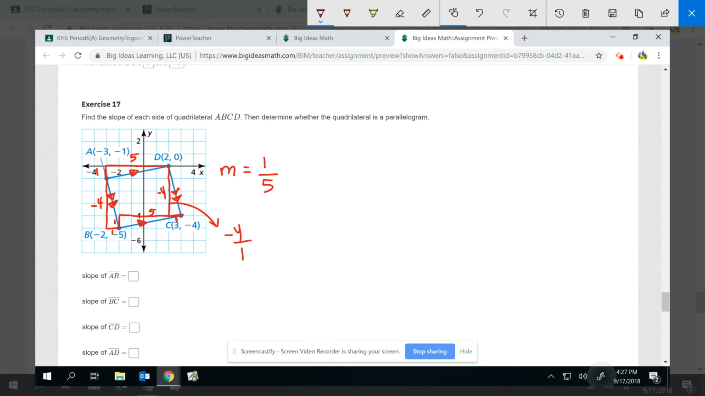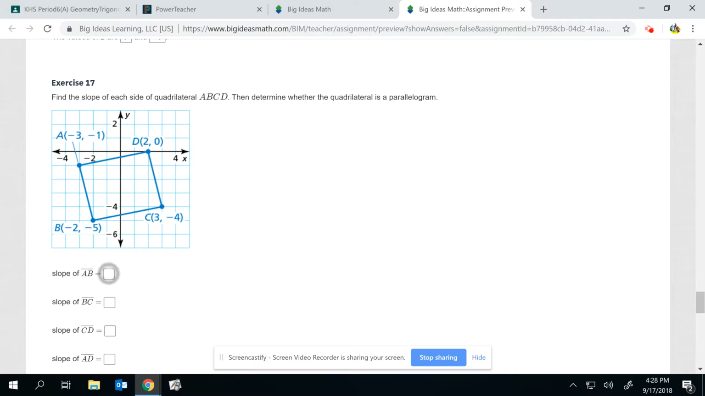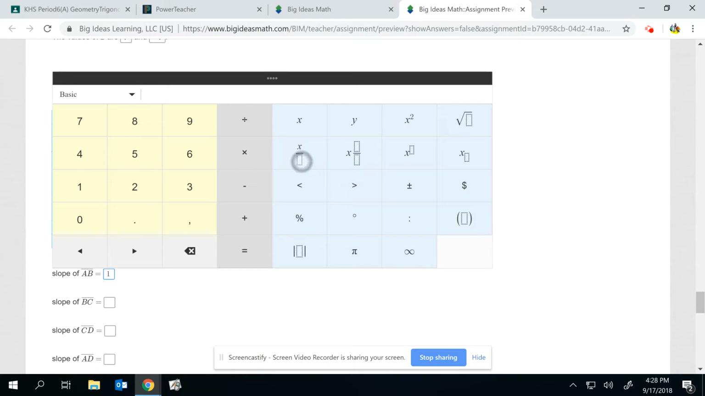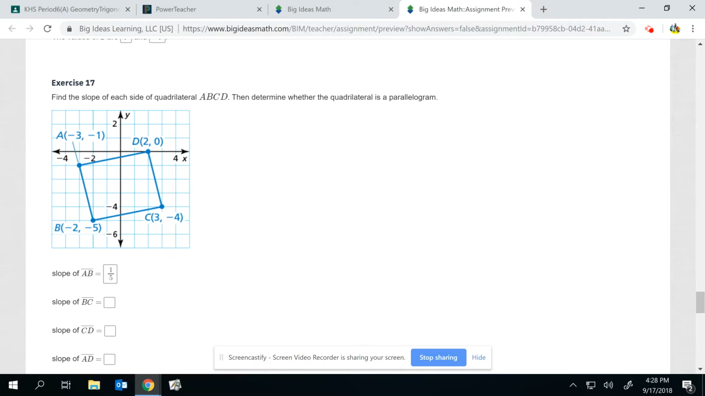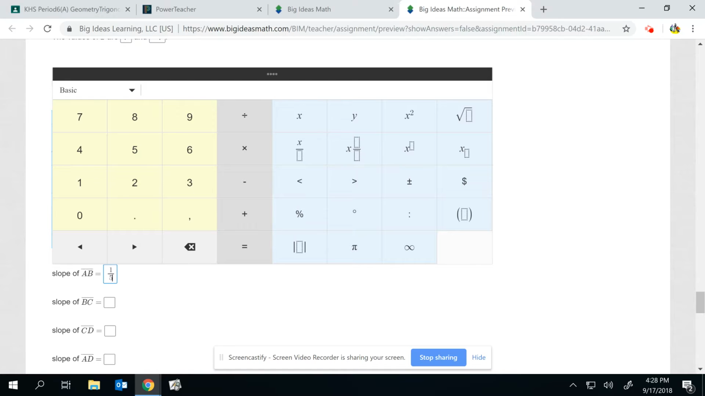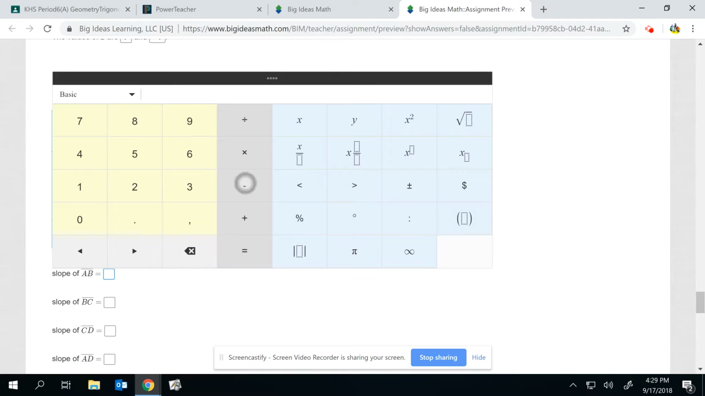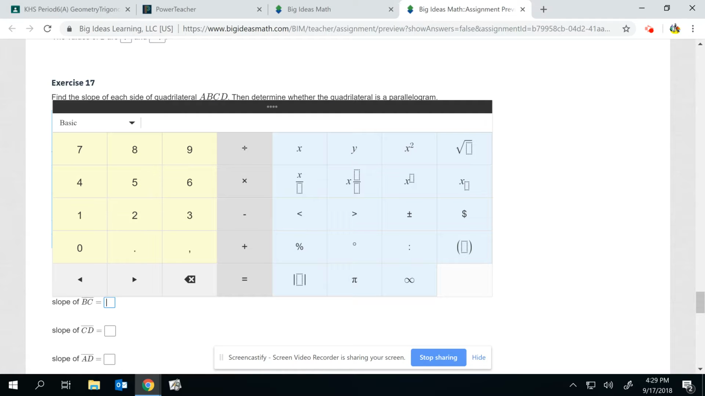So AB and DC have the same slope, or CD, and then AD and BC have the same slope. AB and CD have the same slope. Sorry, A to B was -4. My bad. That was a -4 over 1, which is just -4 slope. BC was the 1/5.